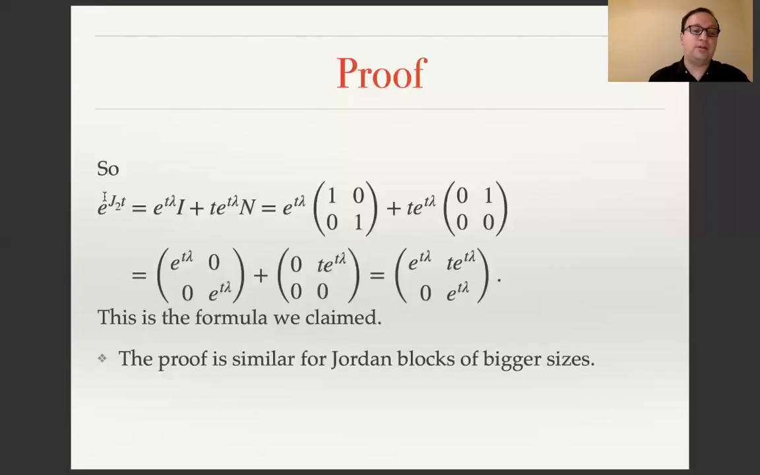So then e to the j2 times t is the sum of these two things. It's e to the t lambda times the identity plus t e to the t lambda times N. So it's e to the t lambda times the identity matrix plus t e to the t lambda times this matrix N that just has a 1 in the upper right corner. And when we compute this sum, we get exactly the formula that I said we should use. So this is the proof.